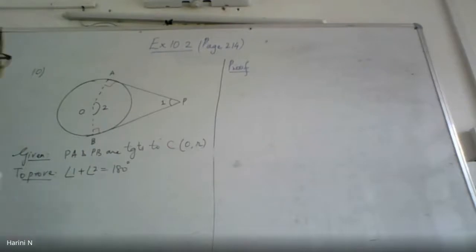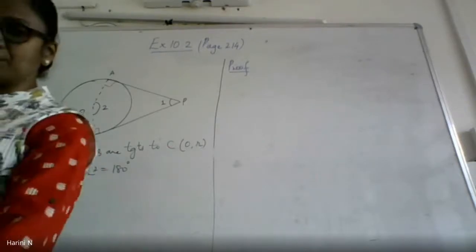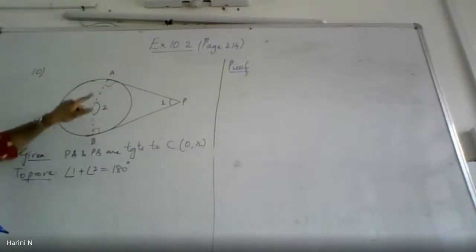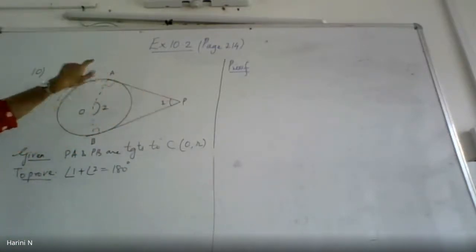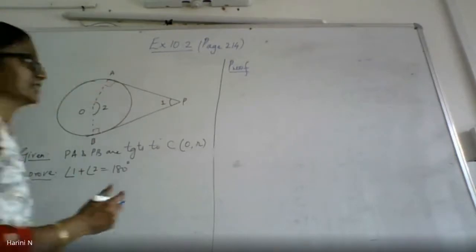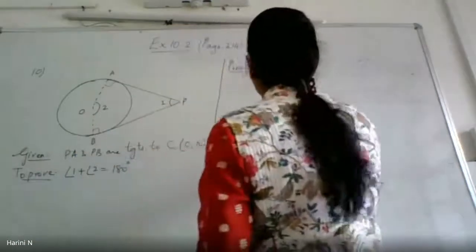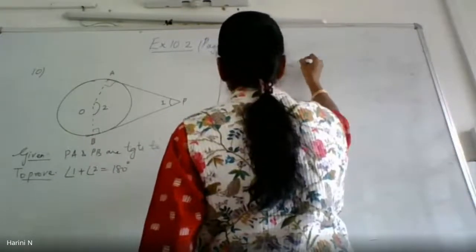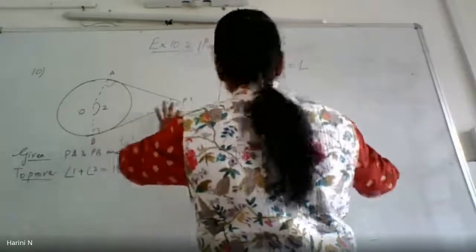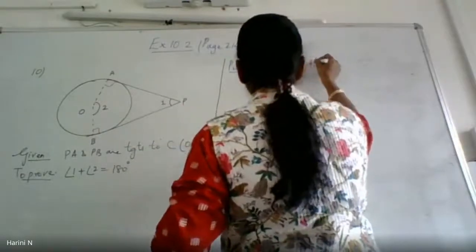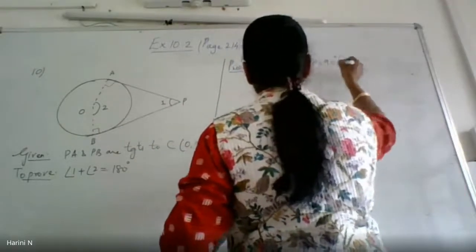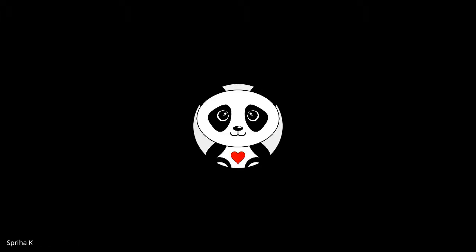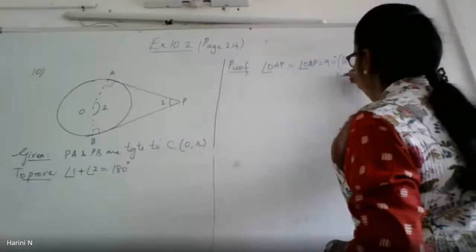So it is such a simple proof. You are just using the angle sum property of a quadrilateral and you are using theorem 1, that is, the angle between the radius and the tangent at the point of contact is 90 degrees. So you will say angle OAP is equal to angle OBP, each of them equal to 90 degrees. Reason: angle between radius and the tangent.